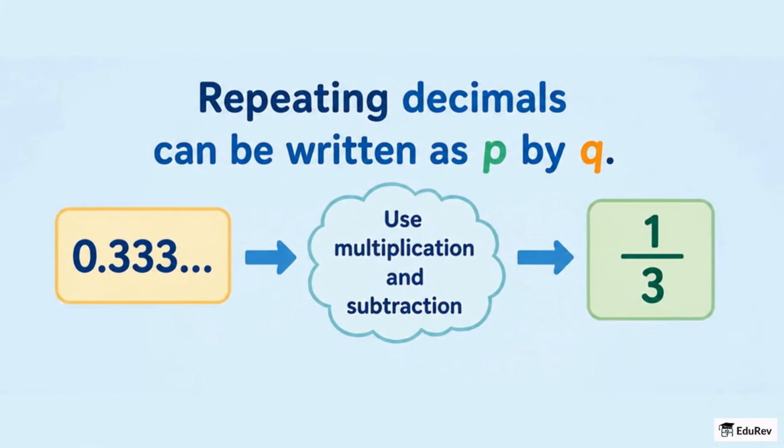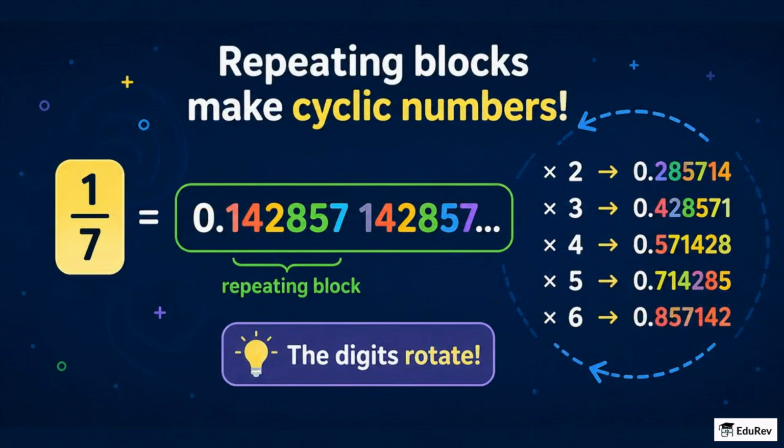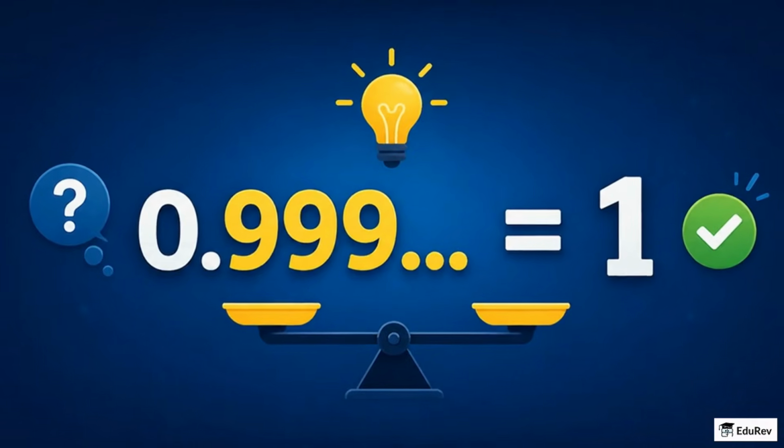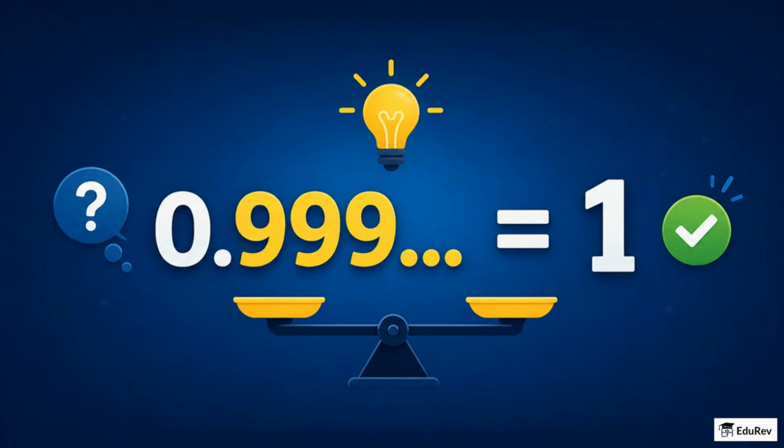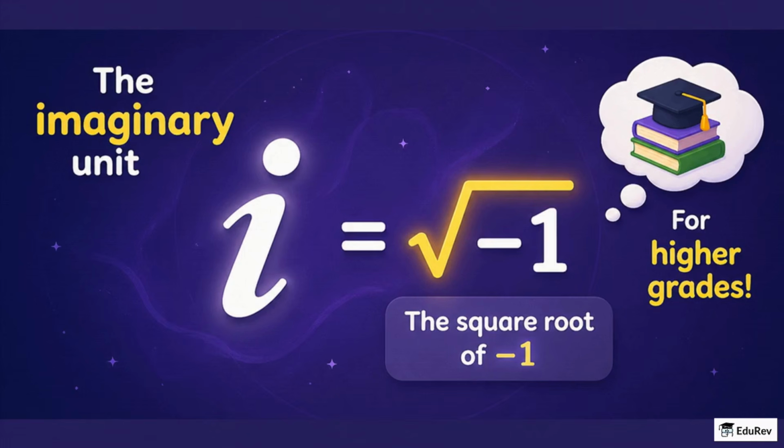You can convert repeating decimals to p by q by using clever multiplication and subtraction, as in turning 0.333 into 1 by 3. Some repeating blocks make cyclic numbers, like 1 by 7, which repeats 142857, and those digits rotate when multiplied. There is a curious fact that 0.999 equals 1 exactly, even though it looks different. Beyond the real line, mathematicians invented the imaginary unit i, which is the square root of -1. But that is for higher grades.